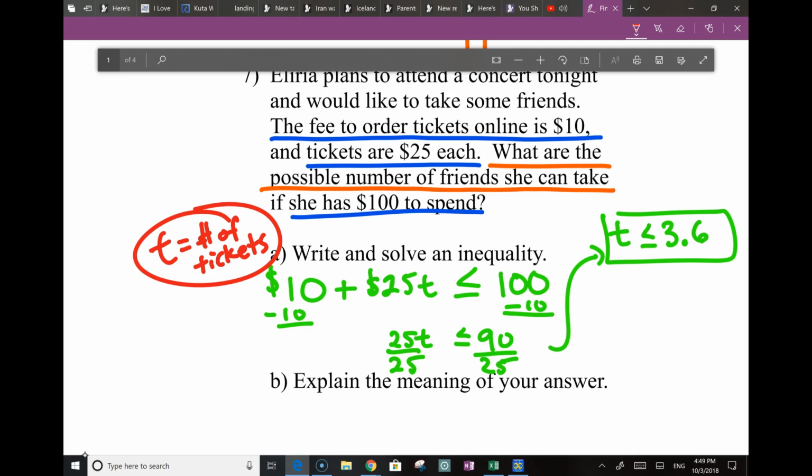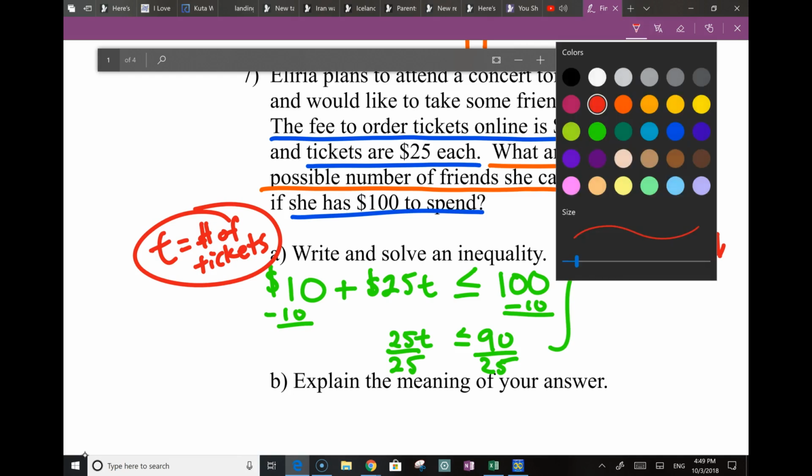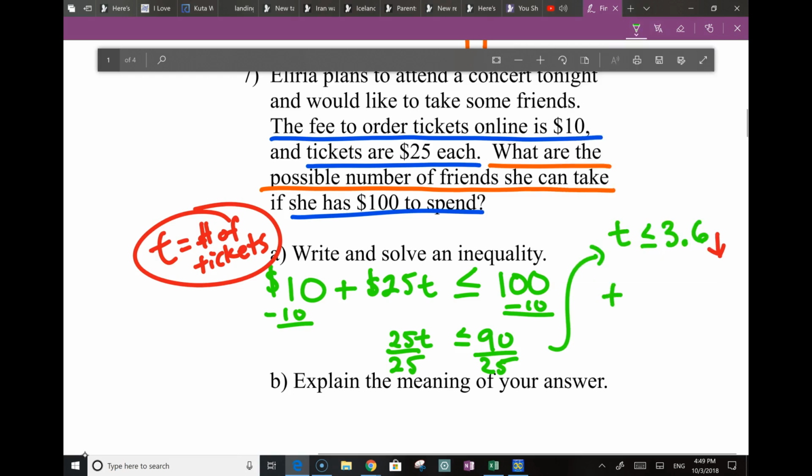So mathematically, we are taught when you have a number like this, you round it up and you make it 4. But if you make that a 4, the problem with that is that Lydia would not be able to afford to buy 4 tickets because she only has $100. So keeping that $100 limit in mind, we have to actually round this down. And so what this does become instead is t is less or equal to 3.